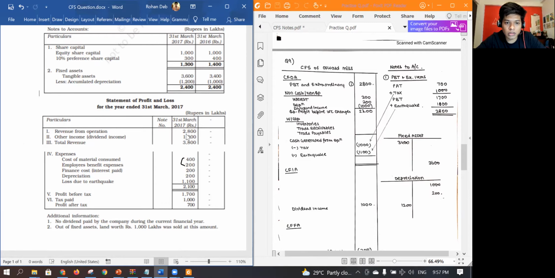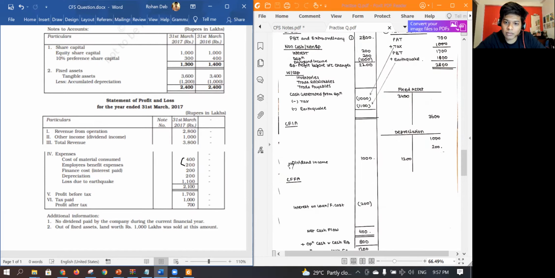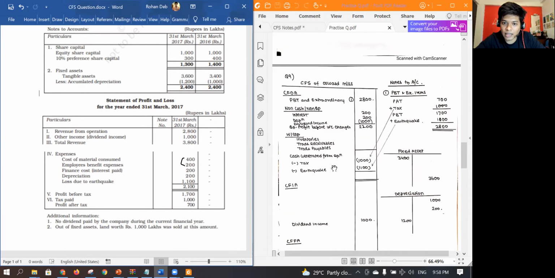Then total revenue, and then other income. Now, what happens with other income is that this dividend income is because I've invested somewhere, and from that investment I'm getting dividend. So I've invested in shares, and from there I've got dividend. Because I'm getting dividend, this is my investment activities. So in cash flow from investment activity, I'll add my dividend income over here, and I'll reduce that dividend from here. So dividend income I'm reducing from here. So my statement of profit and loss account is completed. Got it?